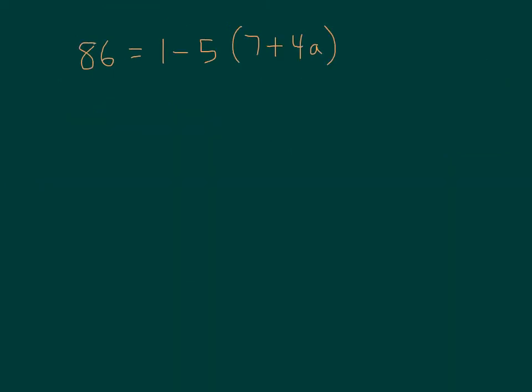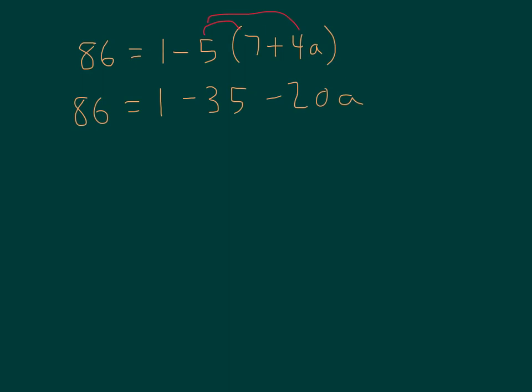This next problem has distribution and combining like terms in it. So the first thing we're going to do is deal with that distribution. Everything else is just going to come right down. So the 86 comes right down, and the 1 comes right down. Now we have to distribute this negative 5 across these two terms. So negative 5 times positive 7 is negative 35, and a negative 5 times a positive 4 is a negative 20a. Now we've released the terms from inside of the parentheses.